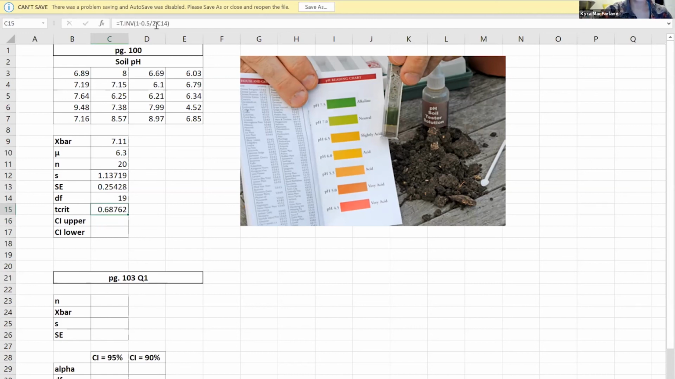Which actually, I don't think that went through right. That's okay. We can just type it in, 0.975. There we go. Okay. So the reason, actually, let me see. Minus.